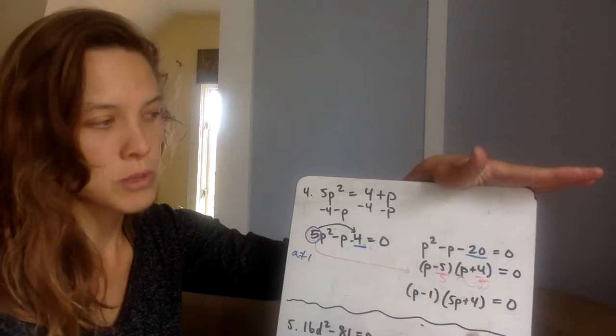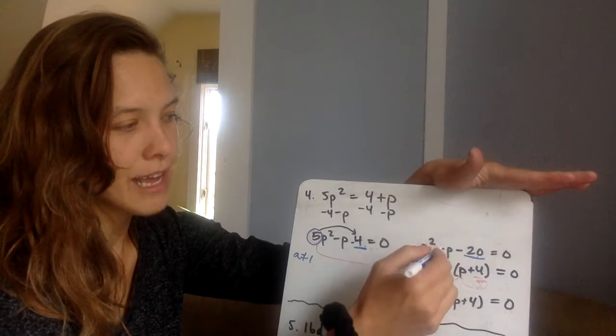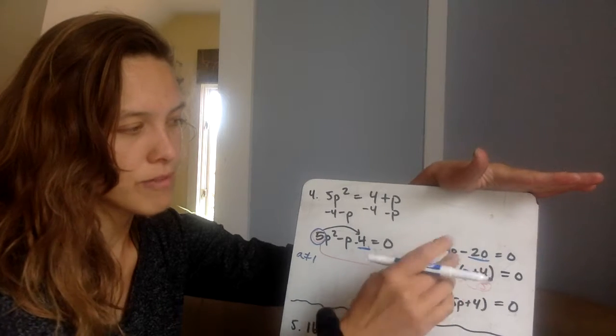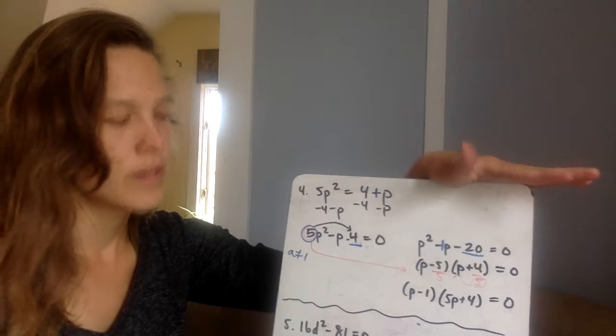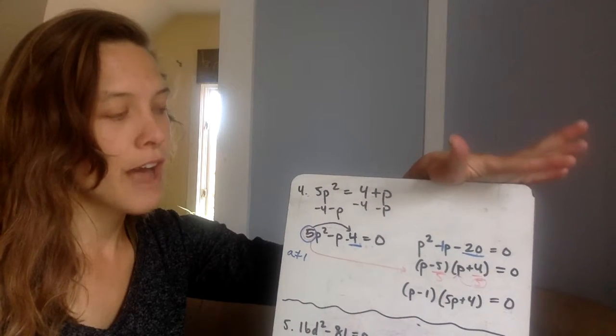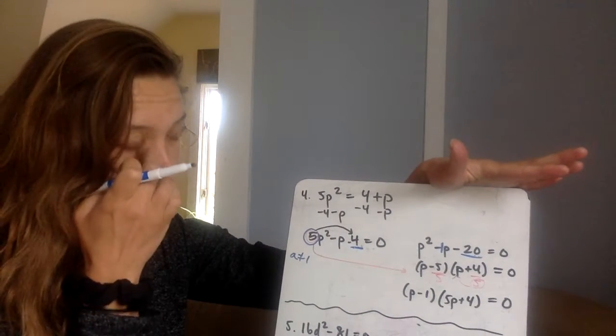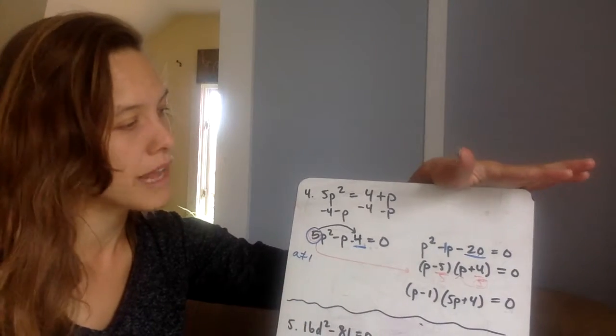What two numbers multiply to negative 20 but add to negative 1? Remember, when I don't have a number written out here, it's just assuming that there's a 1 there. And so negative 5 times positive 4 equals negative 20. Negative 5 plus 4 equals negative 1.